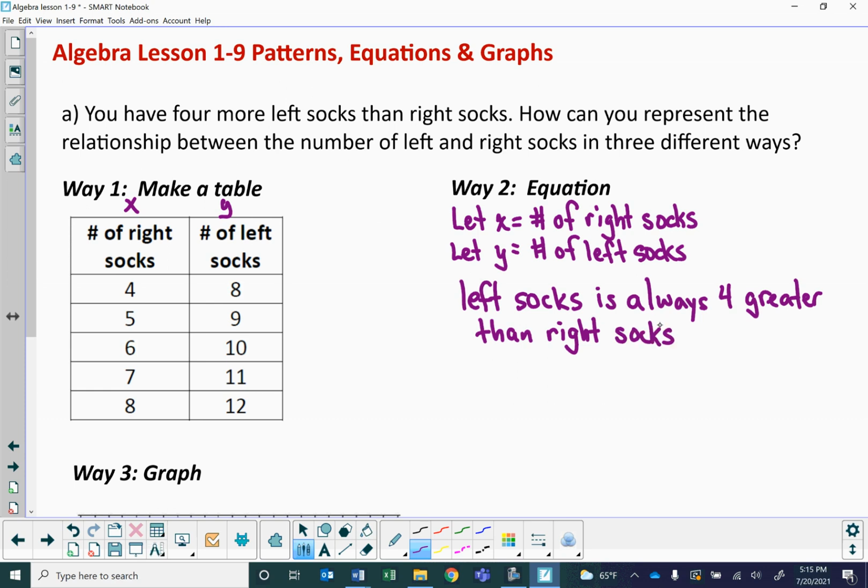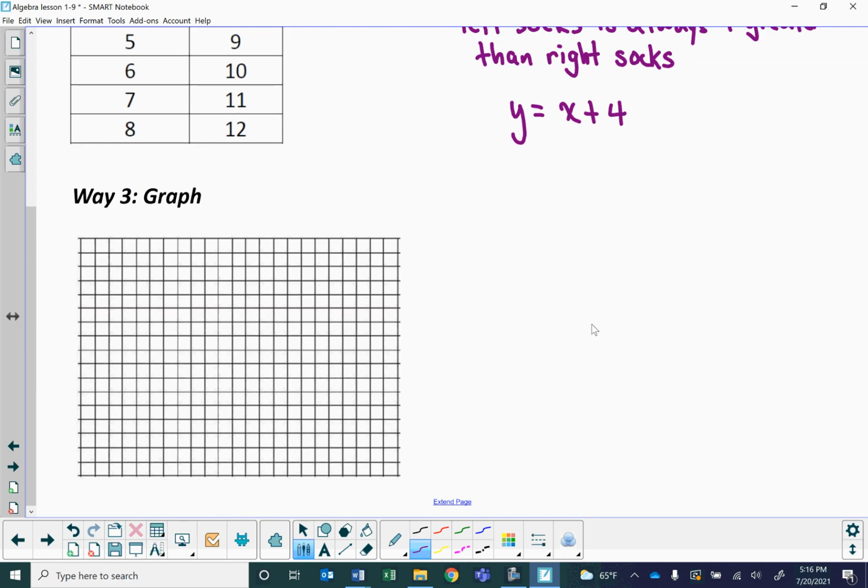So how do I write an equation for that? Well, left socks is Y, so Y is going to equal my right socks. It's because the left socks is always 4 greater than the right socks, so it's the number of right socks plus 4. So there's an equation to model that particular event. And the last thing we can do is we can do a graph.